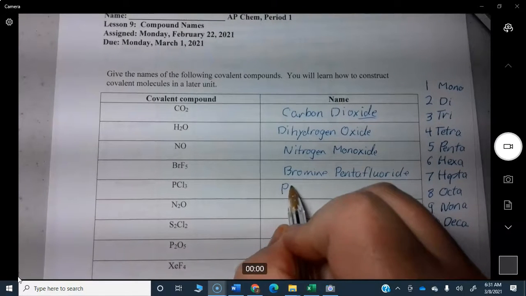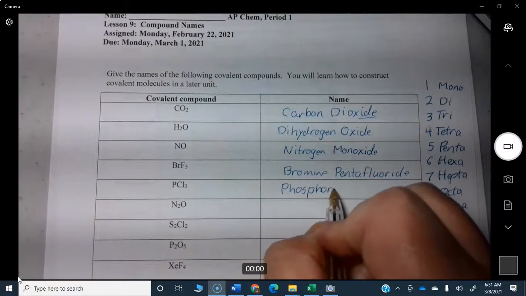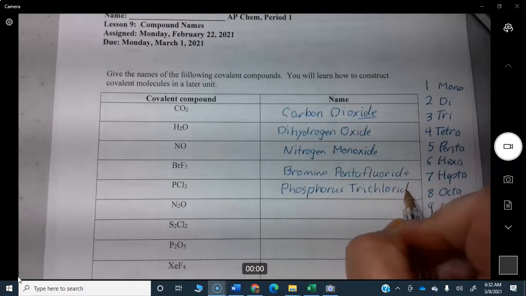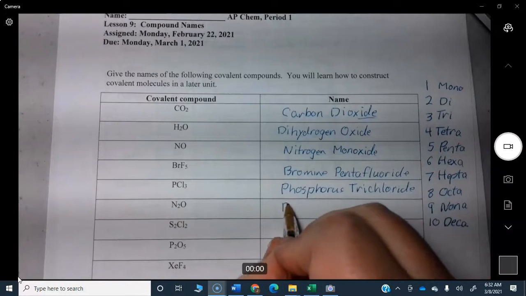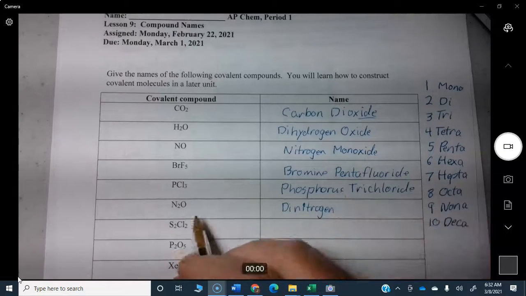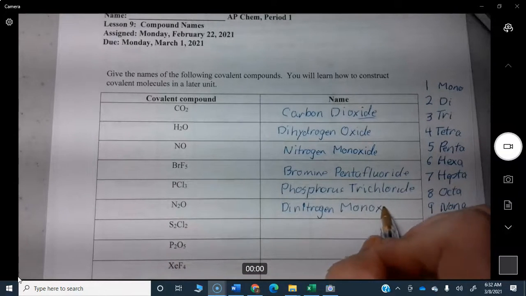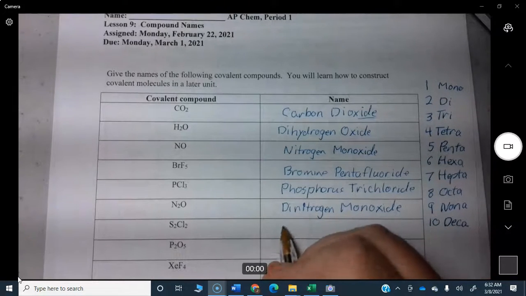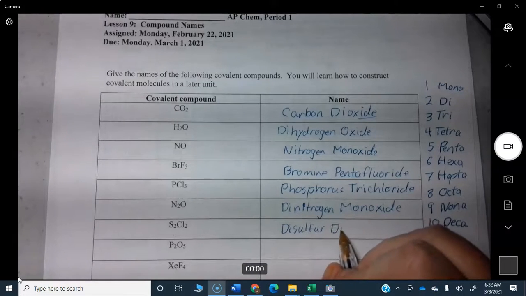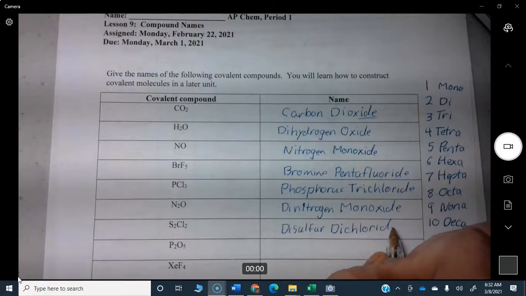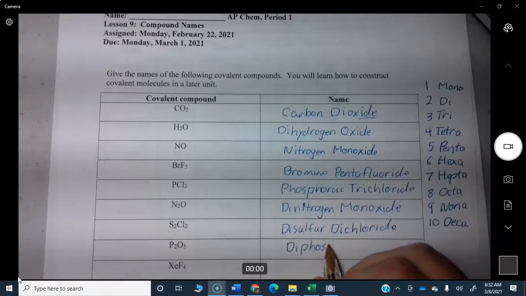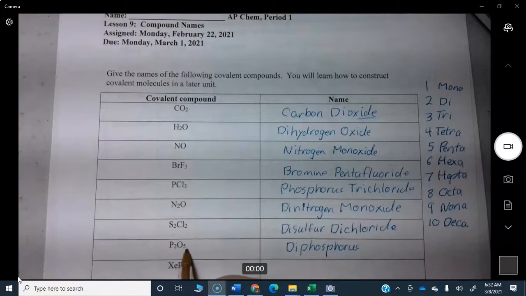Okay, phosphorus. And there's 3 of them, trichloride. N2 is 2 of them, so dinitrogen monoxide. Two sulfur, so it's disulfur, and 2 chlorine, dichloride. Two phosphorus, so it's diphosphorus pentoxide.